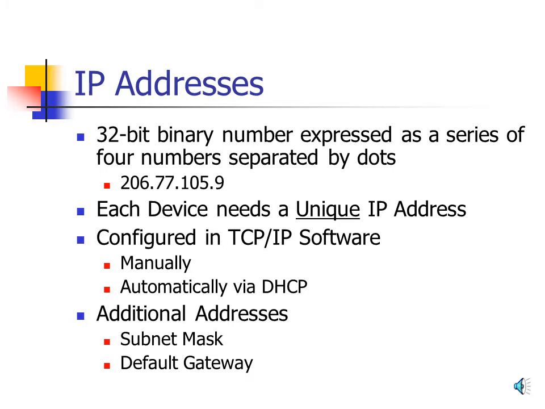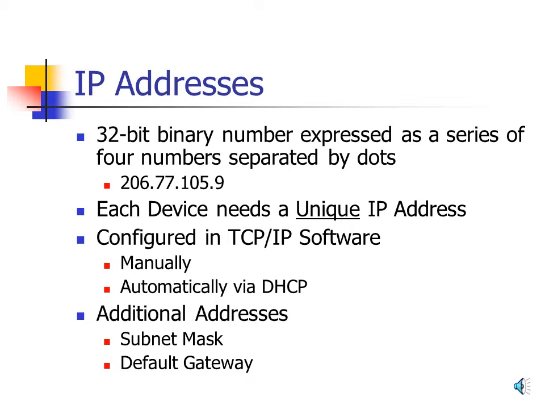IP addresses. Now, an IP address is a 32-bit binary number, and it's expressed as a series of 4 decimal numbers, separated by dots. An example is 206.77.105.9. Now, each device needs a unique IP address, at least one unique IP address. Routers and other specialized devices may have multiple IP addresses, but your standard workstation or computer would have a single IP address, and it must be unique.